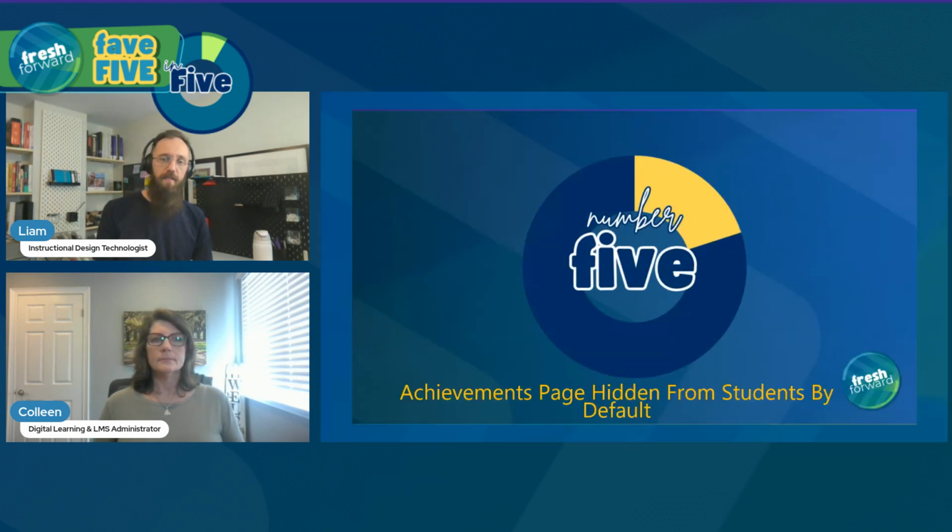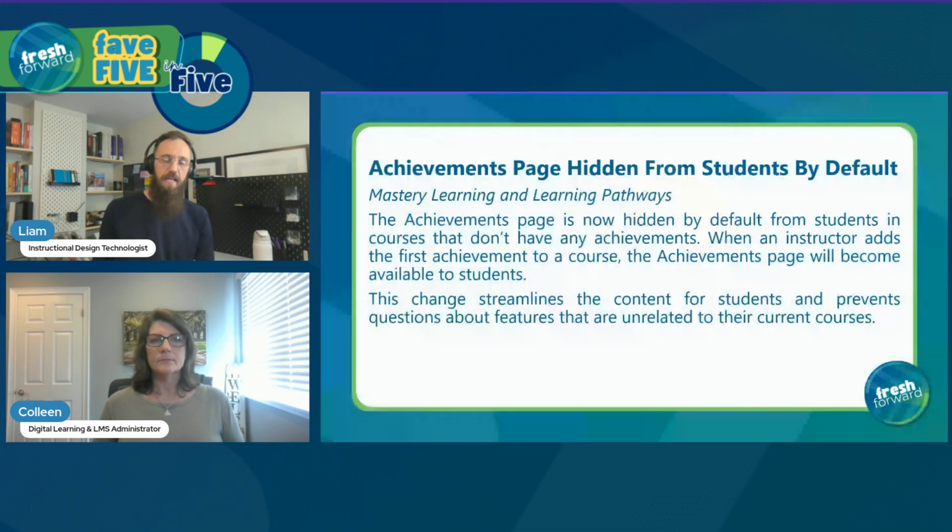Our number 5 pick is achievement pages hidden from students by default. This is just an FYI, so that now if you've noticed that achievement tab up at the top is sitting there and students have been asking, it's now been taken out of sight until you actually use it, so you don't have to answer those questions.